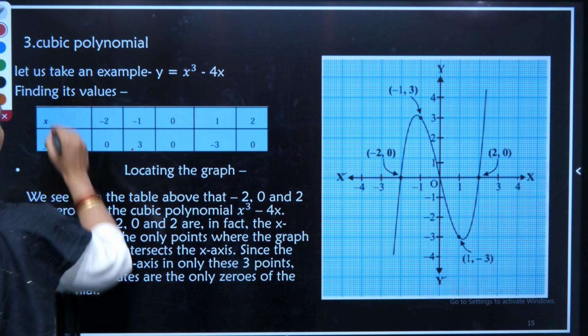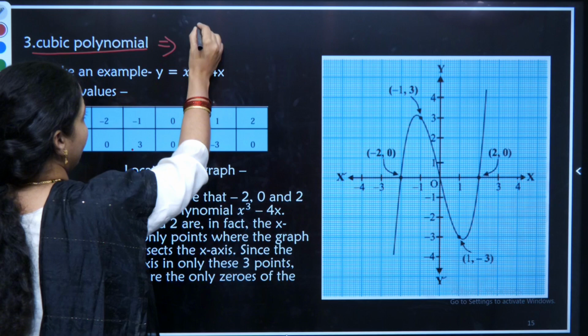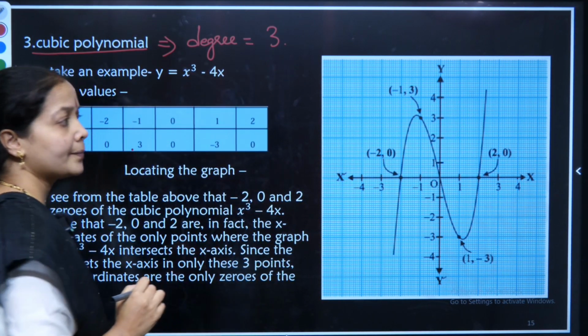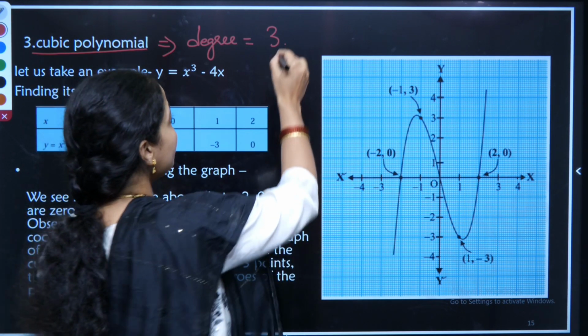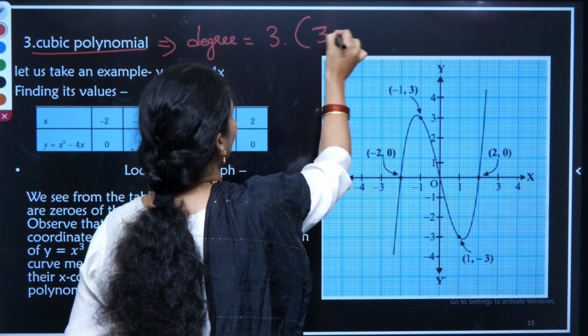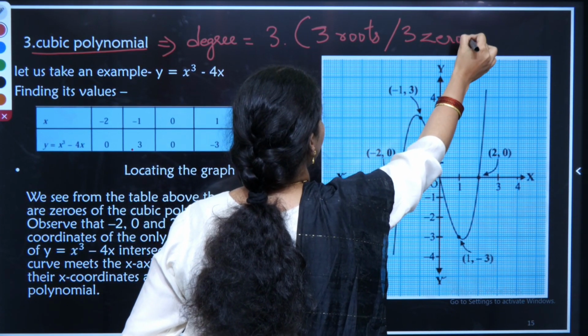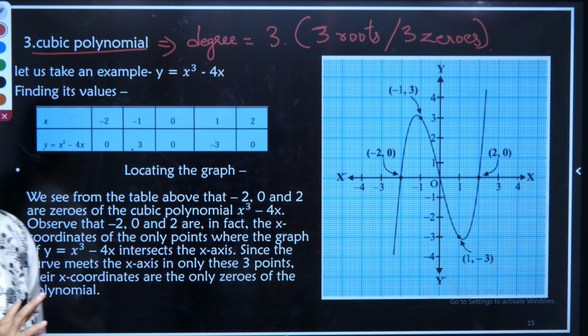What is a cubic polynomial? A cubic polynomial is a polynomial which has degree equal to 3. That means if the degree of the polynomial is 3, we should have 3 zeros, 3 roots, for this polynomial. Then only this will be called a cubic polynomial.